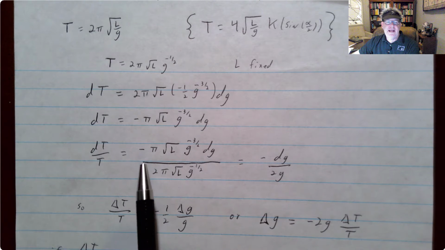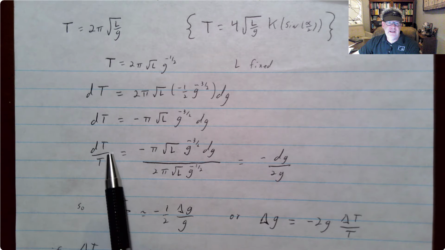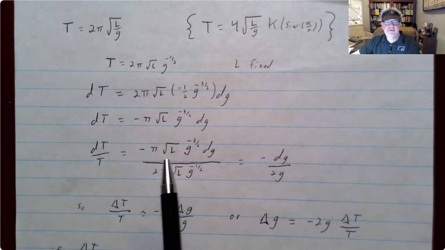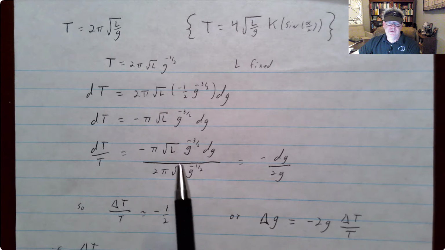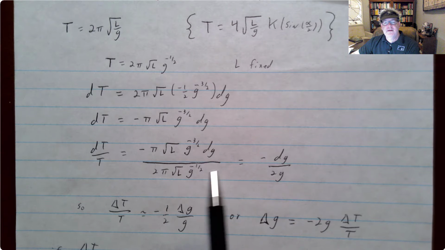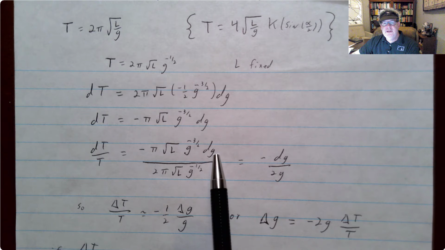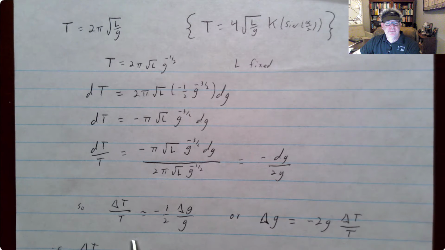So if I look at the relative change in period, it'll be dT over T. I'll put in that rule for dT over the rule for T. Of course those constants cancel. We do have an extra 2 that came from the derivative, and we've got dg, and the g's simplify to give me just a g in the denominator. So negative dg over 2g. That's what I have here.